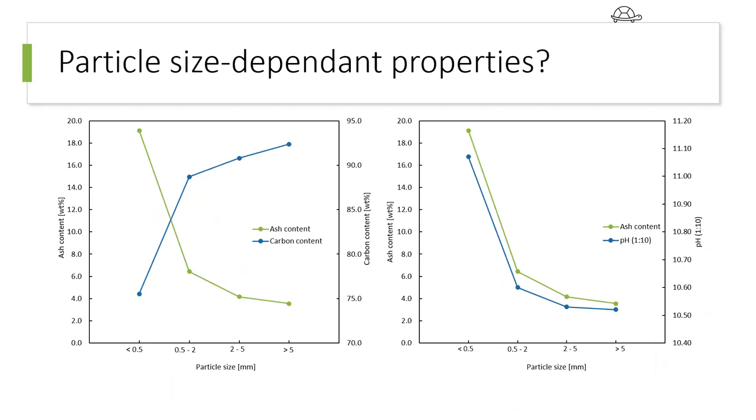So we chose the high temperature biochar, then we needed to choose the particle size. Here you can see that the smallest particle size under 0.5 millimeters has very different properties. It had much higher ash content and subsequently different pH value and lower carbon content. So we eliminated the smallest size fraction and used particles that were bigger than 0.5 millimeters.